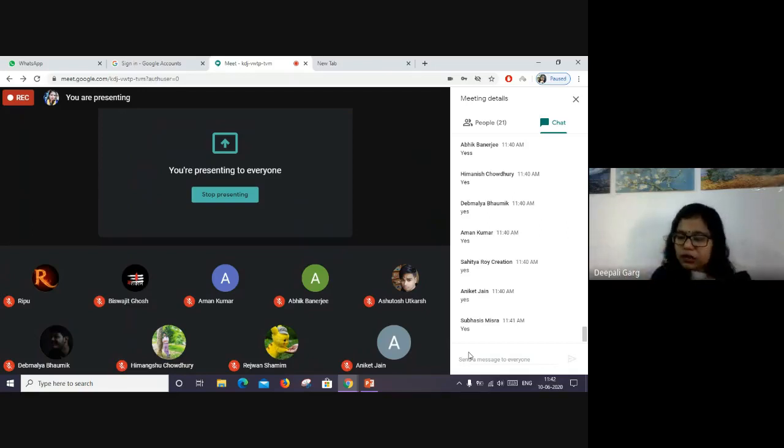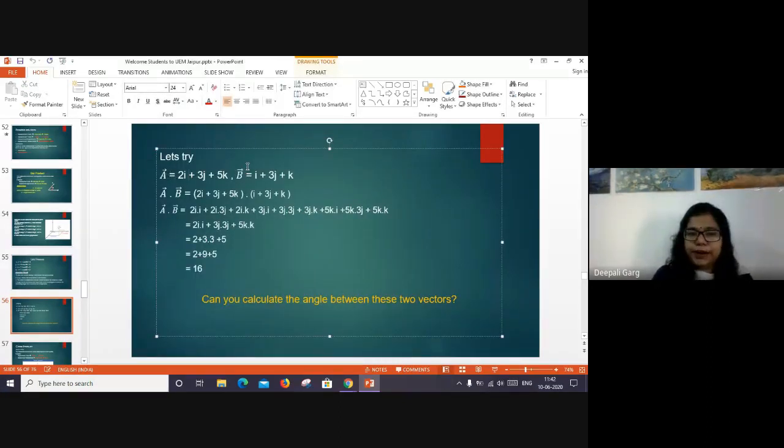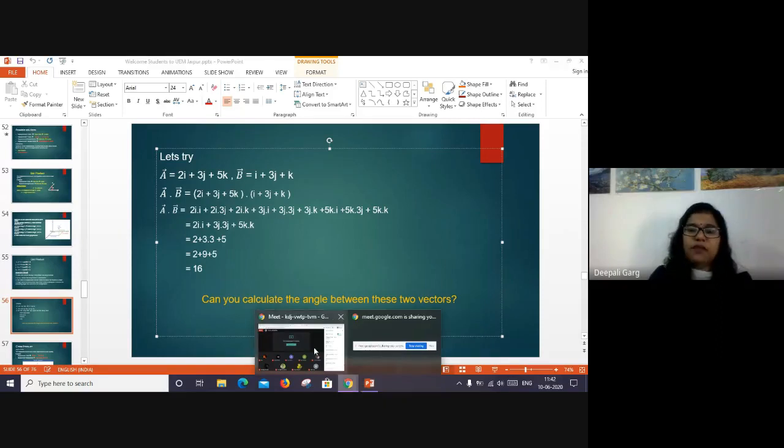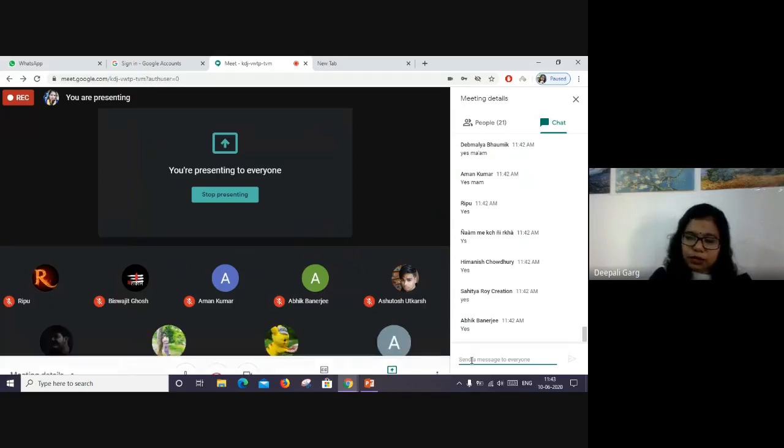So are we clear on this ground now on dot product? Right? So let's do one example. I'm sure you have your notebook and pen. Can you multiply A vector and B vector? Can you do their dot product? A vector is given to be 2i cap plus 3j cap plus 5k cap, and B vector is i cap plus 3j cap plus k cap. Can you multiply them in dot product form? And what will be their dot product?